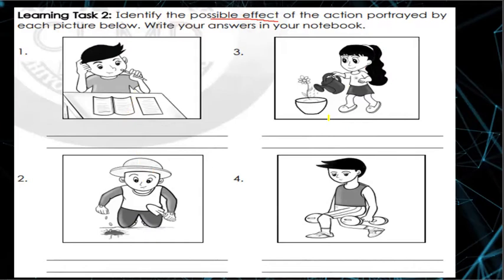The girl is watering the plants. What do you think will happen to the plant? No, that is the effect. Here is also a picture of a boy putting seeds on the ground. What do you think would happen next, or what could be the effect of his activity? Number four, the boy is doing some exercises. What do you think will be the effect of his exercise to his body? So that is the cause and effect.